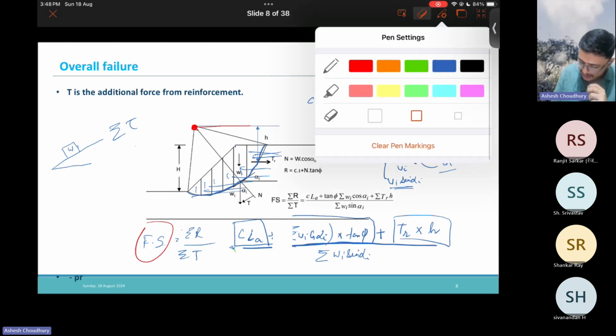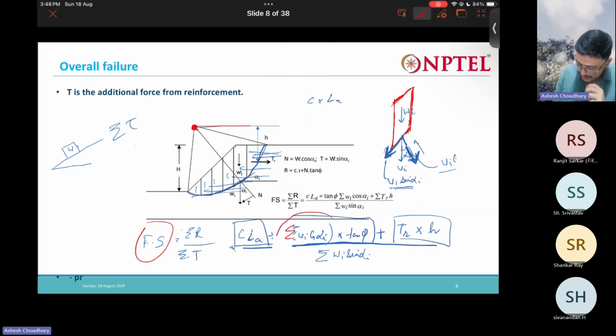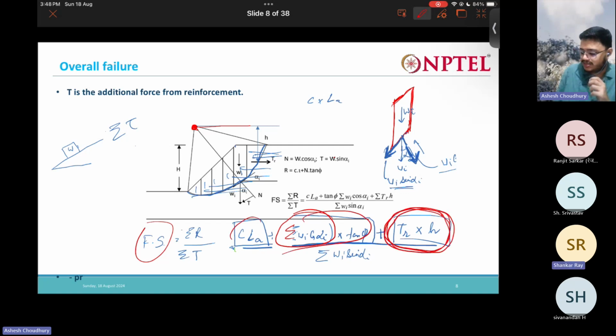So for wedge, this part is the thing. This is the thing for wedge. This part is for the reinforcement part. This total is the reinforcement. Treat this as a separate entity. Don't connect with the wedge.